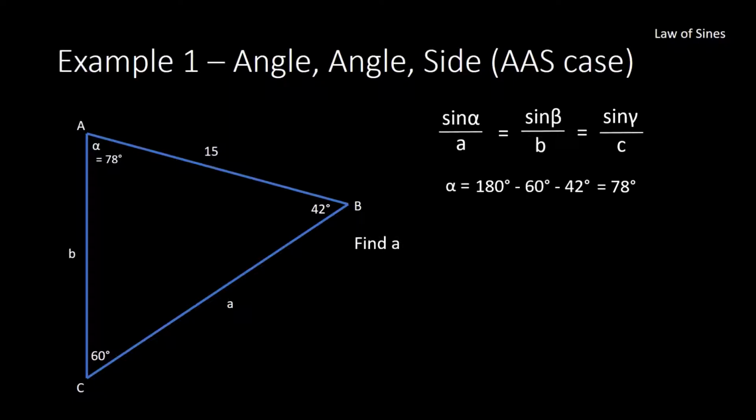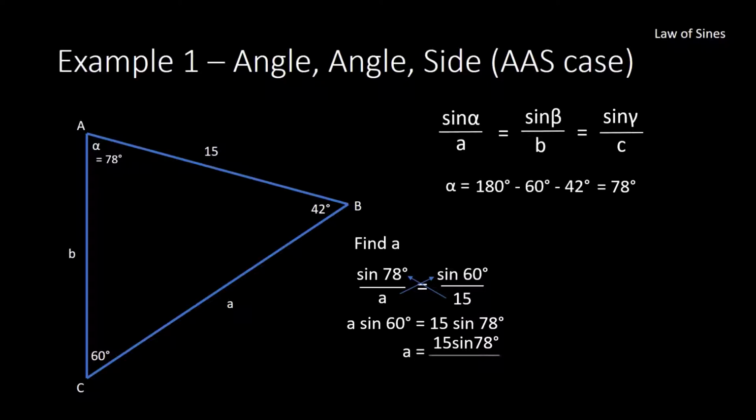Now let's find A. We know that alpha is 78 degrees, gamma is 60 degrees, and C is 15. We will have sine of 78 degrees divided by A equals sine of 60 degrees divided by 15. Then we cross multiply and get A times sine of 60 degrees equal to 15 times sine of 78 degrees. Divide both sides by sine of 60 degrees. A will be equal to 15 times sine of 78 degrees divided by sine of 60 degrees, which is approximately 16.9.